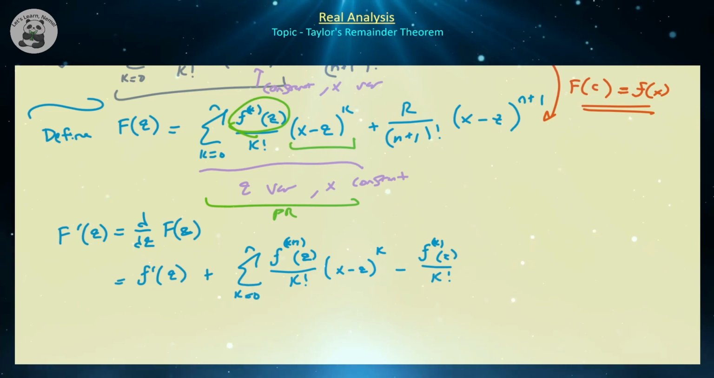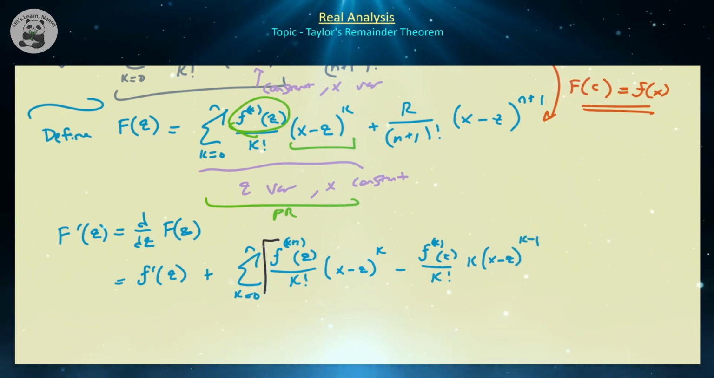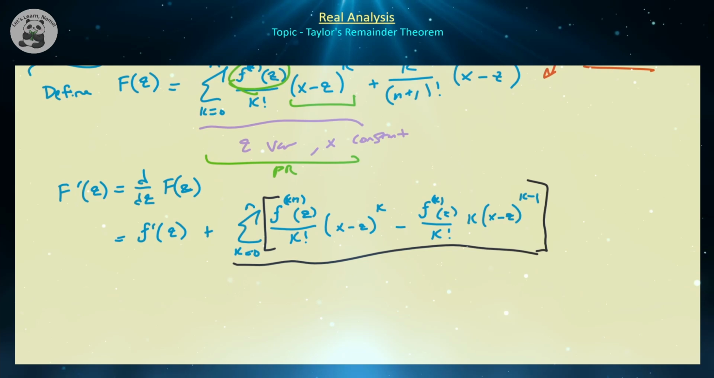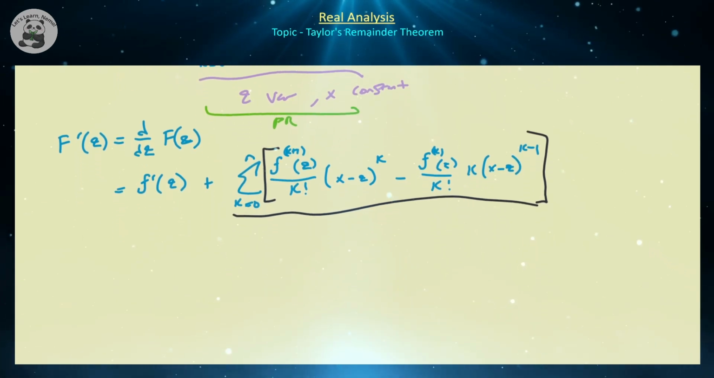And then I'm going to take the derivative of this term here. So that's going to be equal to what? So that's just going to be equal to k times x minus z to the k minus 1. And let's actually put this in a bracket so that we don't forget that that's all being summed up from k is equal to 0 to n. And we do have some simplifications that are going to go on here. Notice that we have a k here and a k factorial there, and that's going to turn that denominator into a k minus 1 factorial.